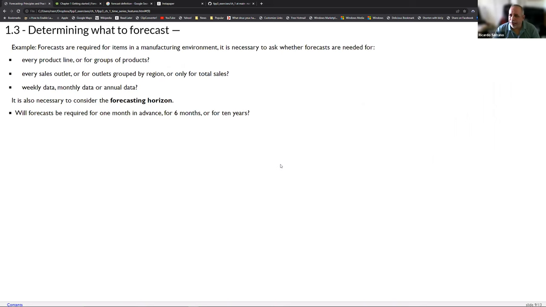So in determining what to forecast, there's an example that I took from this section. There's a couple of examples. This example is very clear on the questions that we have to ask in terms of defining what is called the forecast scope, the scope of the analysis of the project. So let's say that we are in a manufacturing environment, okay? We're building a product, a bike sprocket, let's put it that way.